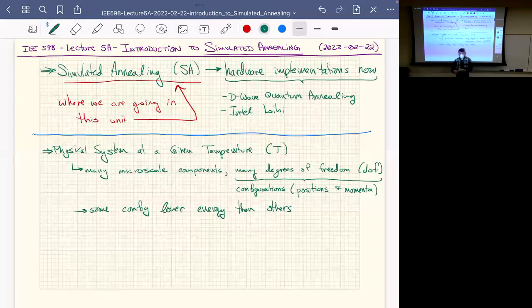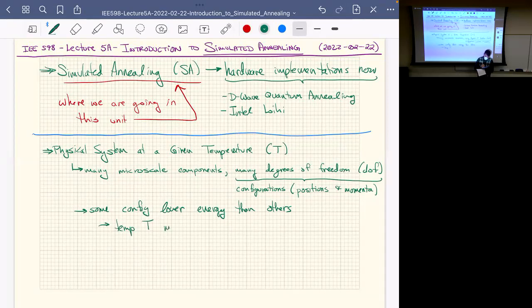Now, the temperature, just like that bouncing ball, if it's got a little bit of a bounce to it, then that temperature is going to prevent them from staying in those lower energy states for long periods of time. They'll be jostled out of it and then they might return. So this temperature T that I'm talking about means systems will spontaneously move into higher energy configurations.